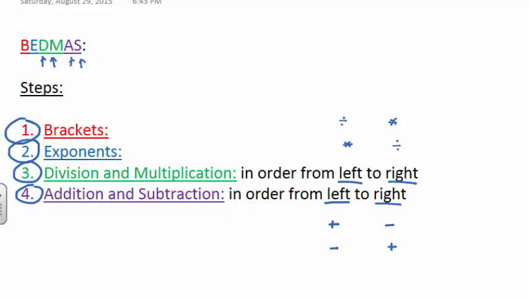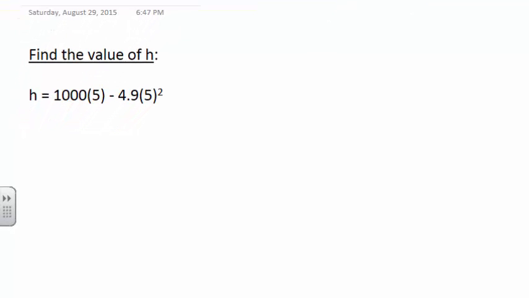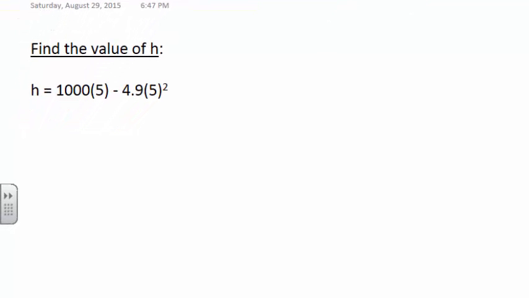So let's see an example. Find the value of H when H equals 1000 times 5 minus 4.9 times 5 squared. First of all, you have the right to make it easier for you. You can say H equals 1000 times 5 minus 4.9 times 5 squared.